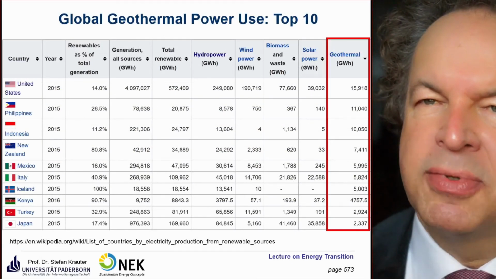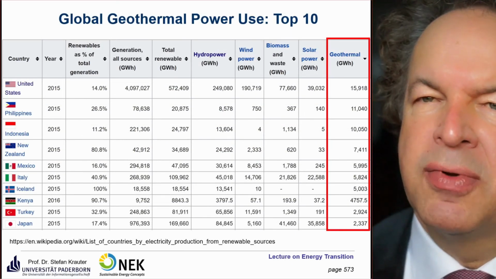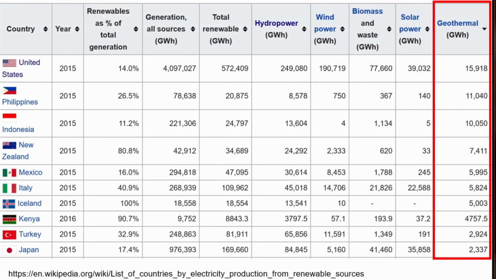Here we see the top 10 geothermal power use. So we have the United States, which generated about 15 terawatt hours of geothermal electricity, followed by the Philippines with about 11 terawatt hours of geothermal power, Indonesia 10 terawatt hours, New Zealand 7.4 terawatt hours, and so on. You see Iceland is here with 5 terawatt hours.